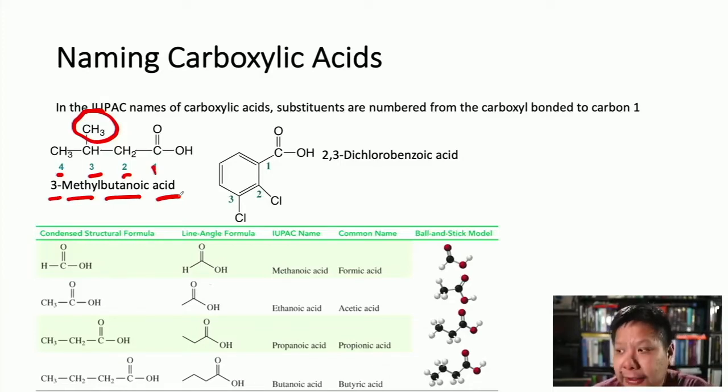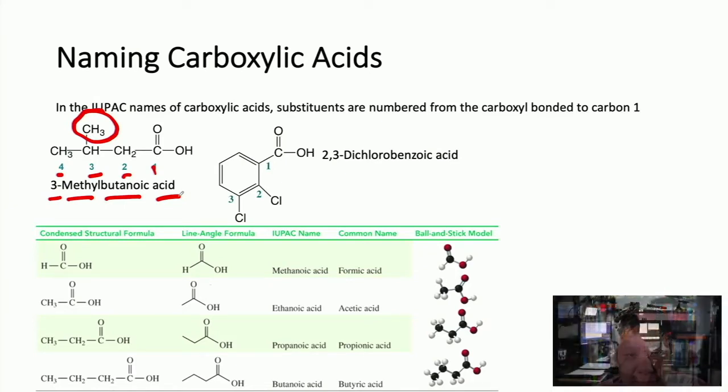It's a little different with the benzene ring on benzoic acid because you still start with the end that's closest to the carbonyl carbon, but in this case you're numbering the carbons on the ring. So the first carbon that has the carboxylic acid attached to it is carbon 1, 2, 3, 4, 5, 6, right? So there are 2 chlorines on there. There's one on carbon 2. There's also one on carbon 3.